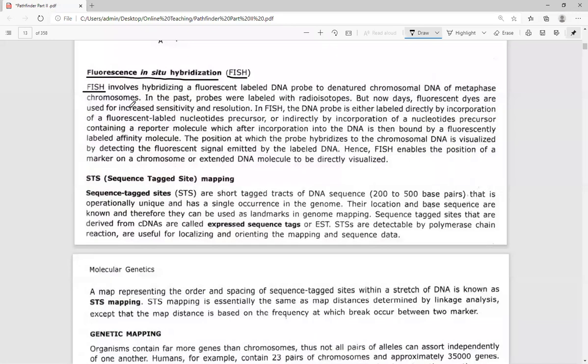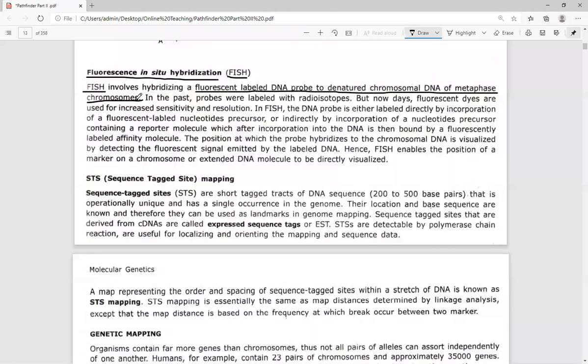In this, the fluorescence tags will be there, and this fluorescent tag is going to be marked at a particular region in the chromosomes, and these fluorescence labeled DNA probes will mark this particular tag. It involves hybridizing a fluorescence labeled DNA probe to denatured chromosomal DNA at the metaphasic chromosome. At the metaphasic chromosomes, the DNA probes are going to be bound.